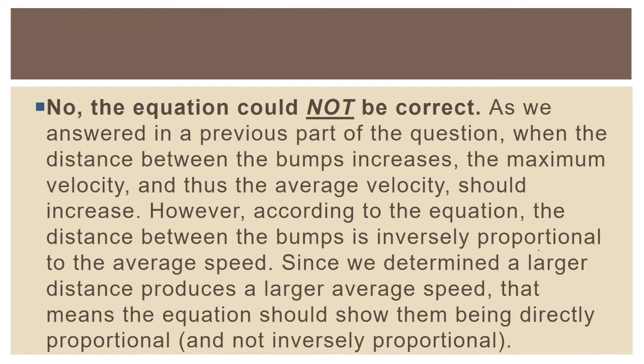As we answered in a previous part of the question, when the distance between the bumps increases, the maximum velocity and thus the average velocity should increase. However, according to the equation, the distance between the bumps is inversely proportional to the average speed. Since we determined a larger distance produces a larger average speed, that means the equation should show them being directly proportional and not inversely proportional. Take a second to pause this video here and write that down. And when you hit play, we'll take a look at the scoring guide.